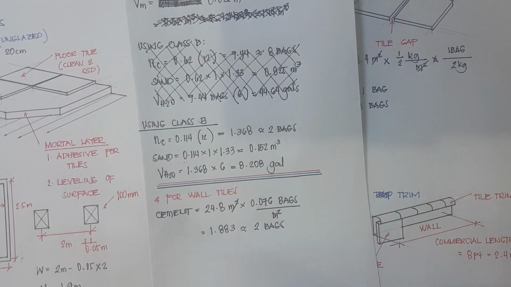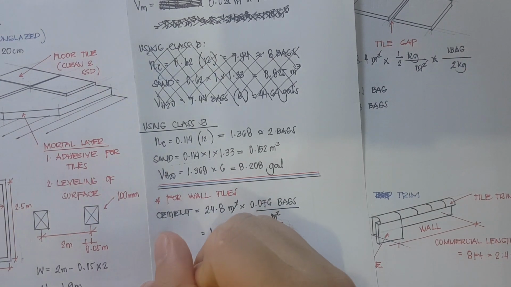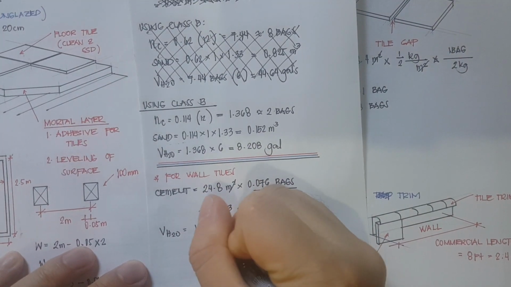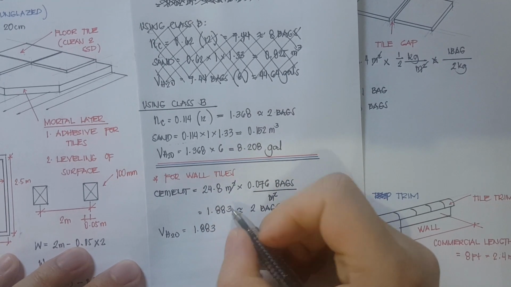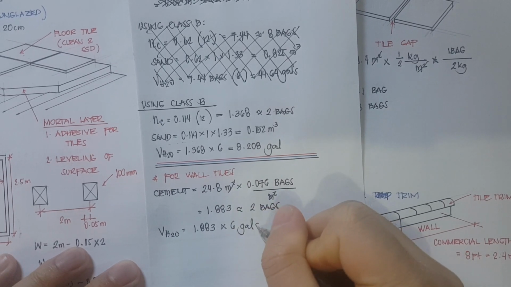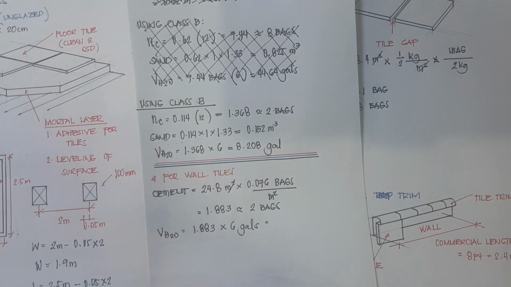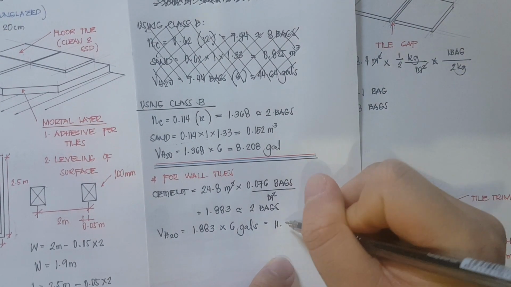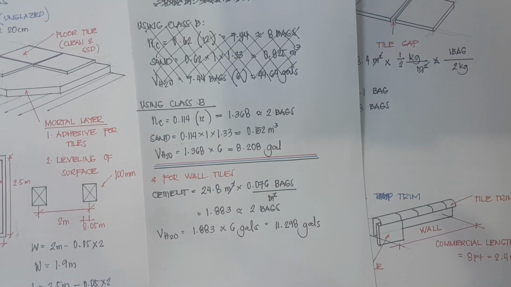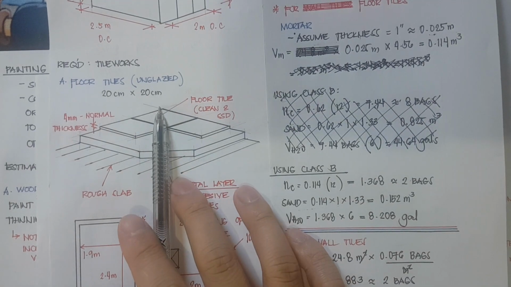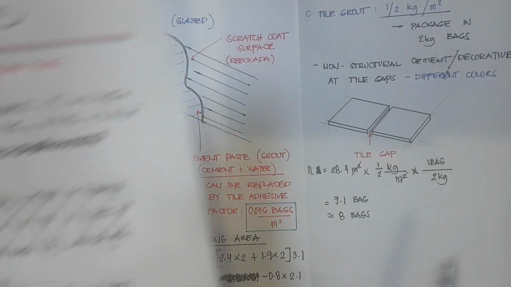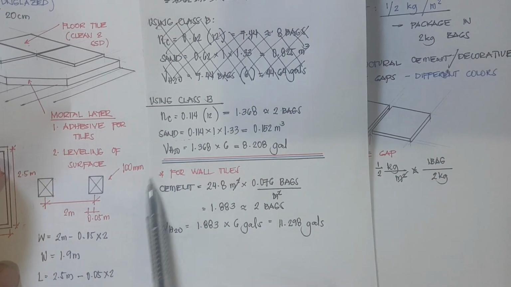Okay? So next we have the volume of water. Volume of water is 1.883 bag of cement times 6 gallons, and that is 11.298 gallons. Okay? So I repeat, for floor tiles, it is mortar. For wall tiles, it is cement paste. Okay?